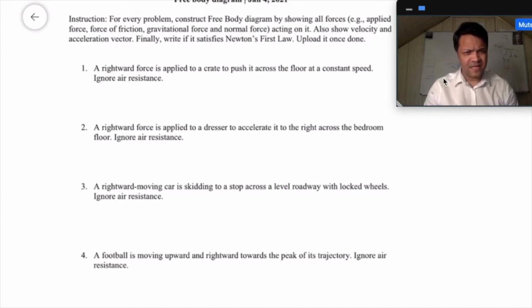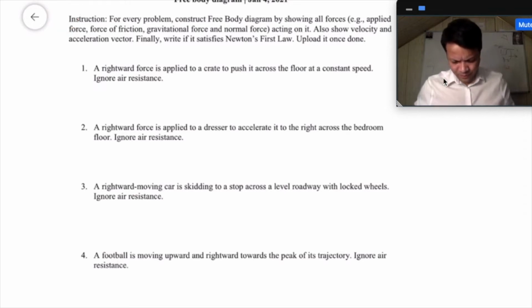Remember, in Newton's first law, the net force is 0. And in Newton's second law, there is a net force. So let's get started. First one: a rightward force is applied to a box. Alright, so let's draw a box.